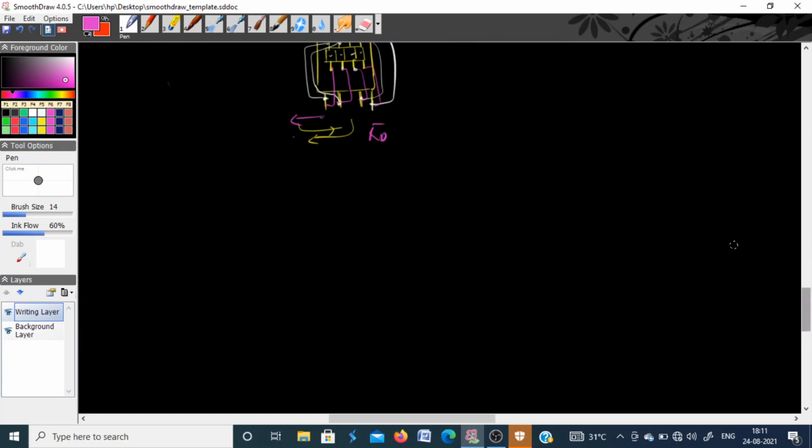Now suppose we have a memory having 4 registers, each capable of storing 8 bits of information. So 4 into 8 register, you can say, or 4 into 8 memory, you can say, in fact a 4 into 8 bit register. It means we have 4 registers.